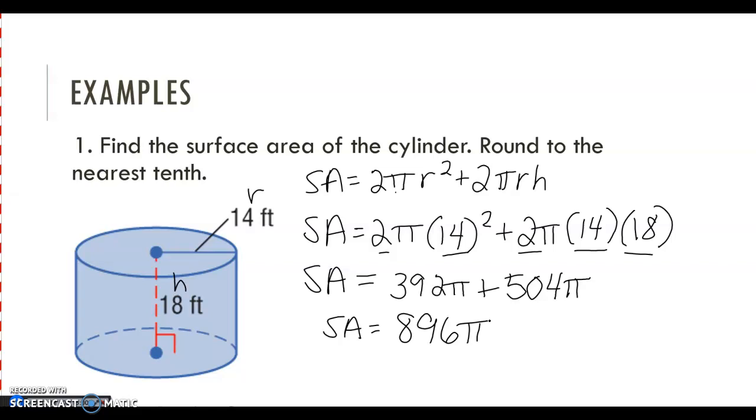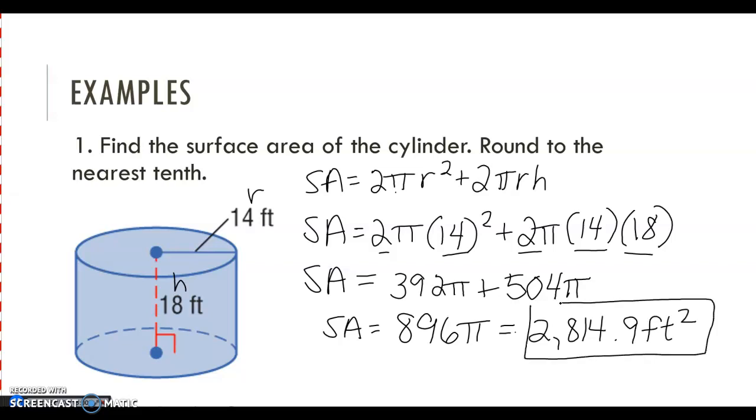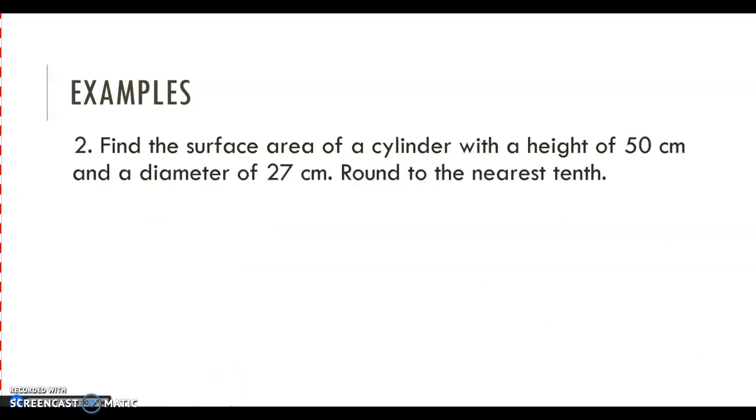I do want you to round your answer to the nearest tenth though, and so you can just type in 896 times pi into your calculator, and you get that the surface area is approximately 2,814.9 square feet. And that would be the approximate surface area of this cylinder.